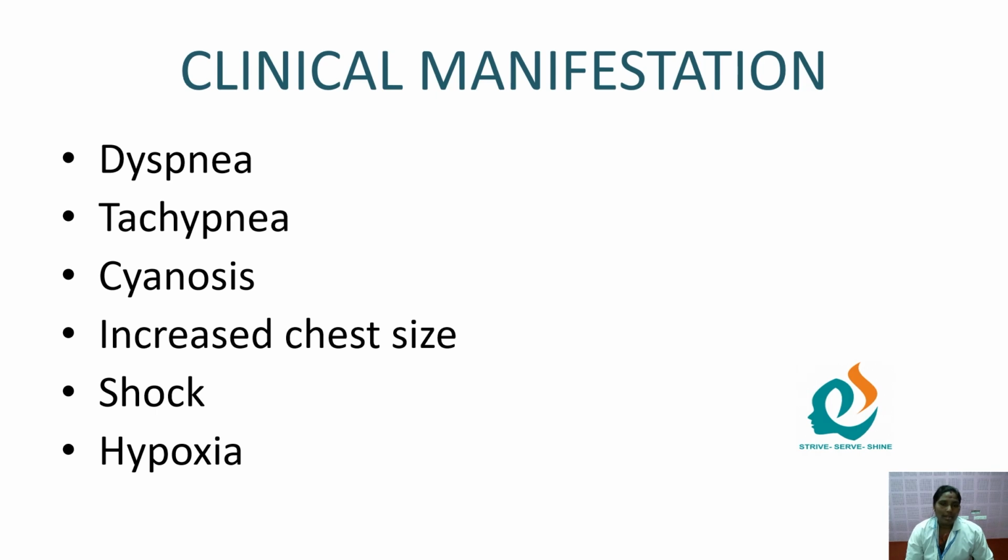The clinical manifestations are dyspnea, tachypnea, cyanosis, increased chest size, shock, and hypoxia. Dyspnea is difficulty in breathing, with increased breathing effort; cyanosis is a bluish coloration of the skin; the chest size is increased; shock may happen, and hypoxia will happen. These are the major clinical manifestations we can find in diaphragmatic hernia.